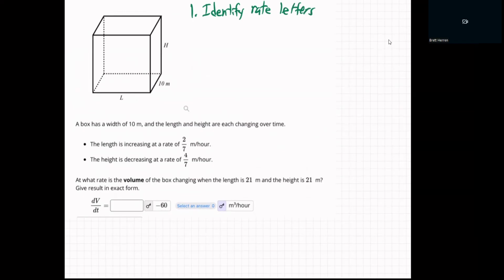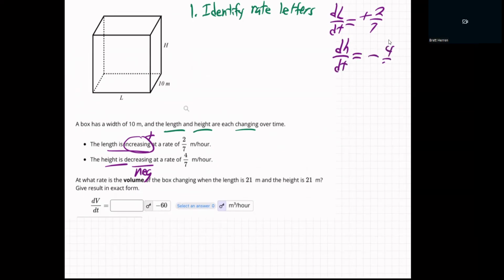And that's easy. The length and the height, they're changing, right? So pretty obvious. We get dL/dt. The length is increasing, positive 2/7, and the height is decreasing, that'd be a negative. So the change in the height over time, dH/dt, is -4/7. Okay, so identify the rate letters.